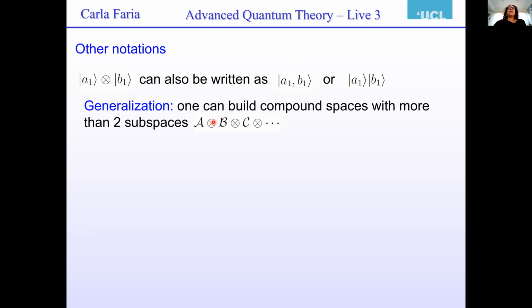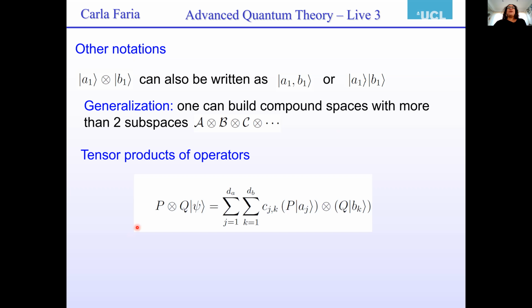And you can also build compound spaces with more than two subspaces, like A, B, C, as many as you want. Take, for instance, a big molecule. You want to include functional and electronic degrees of freedom, so you put three subspaces. Or if you want to put electron 1, electron 2, electron 3, you keep on building. If you can solve it is another issue, it can be quite tricky, but this is powerful because you can construct larger systems from subsystems.